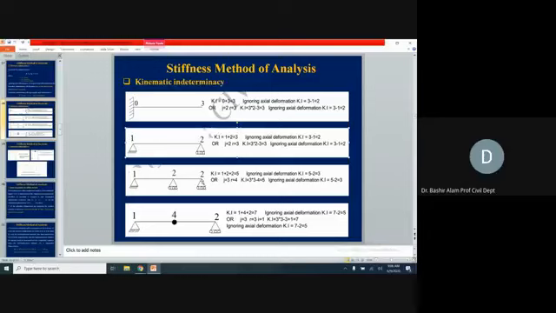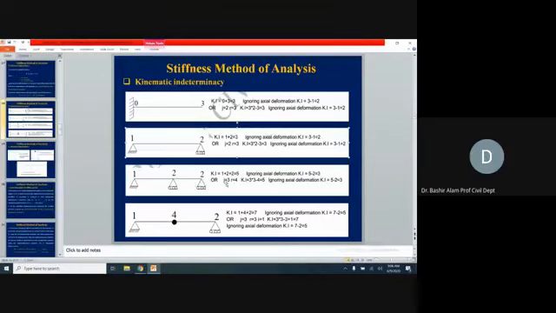So we will designate them D1, D2, and D3, and we will initially assume their direction also. It will be your choice again. You will have the freedom. So usually I initially assume clockwise rotation as my positive direction.